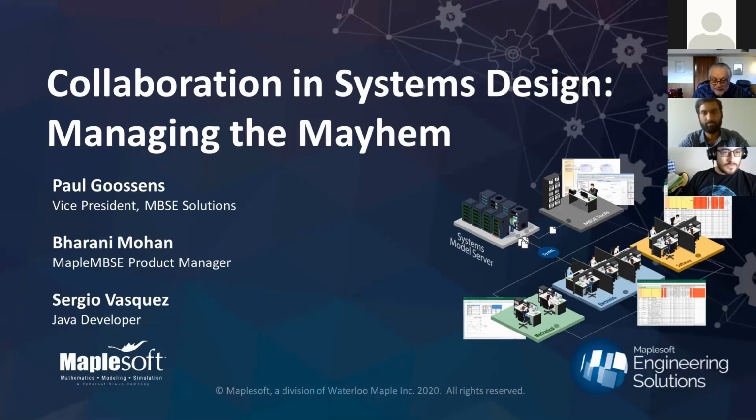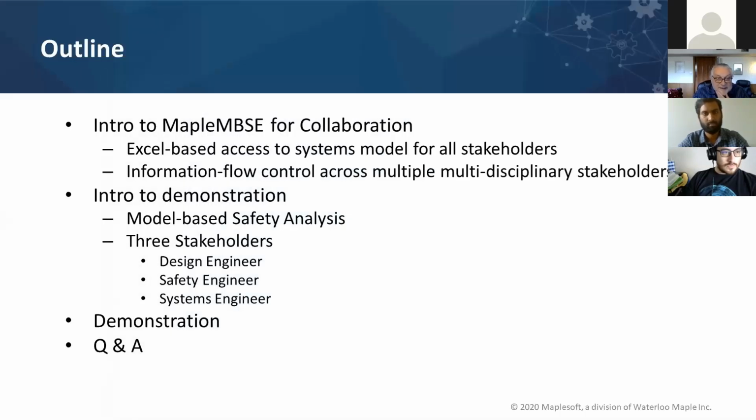So let me just start by breaking this down into what we're going to cover today. I'm just going to set the scene in terms of what is the problem that we're trying to address here with MapleMBSE, through Excel-based access to systems and models for all stakeholders, not just the systems engineer. And we'll also talk about what tools are available within the tool chain in order to manage information flow and access across many multidisciplinary stakeholders. I'll pass it over to Barani, who's going to set the scene on the demo.